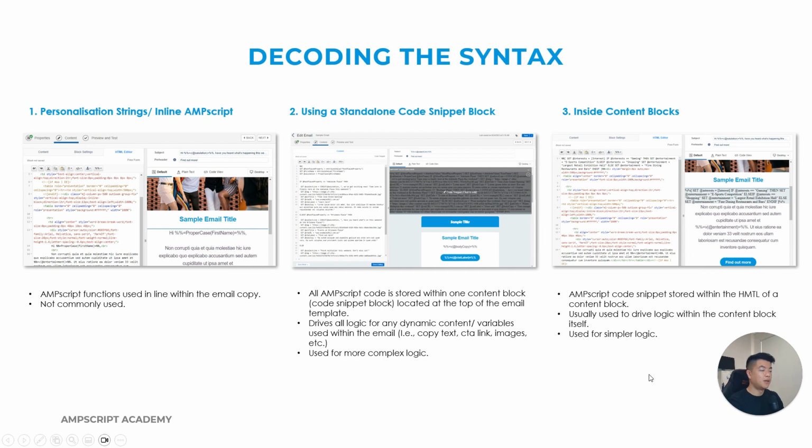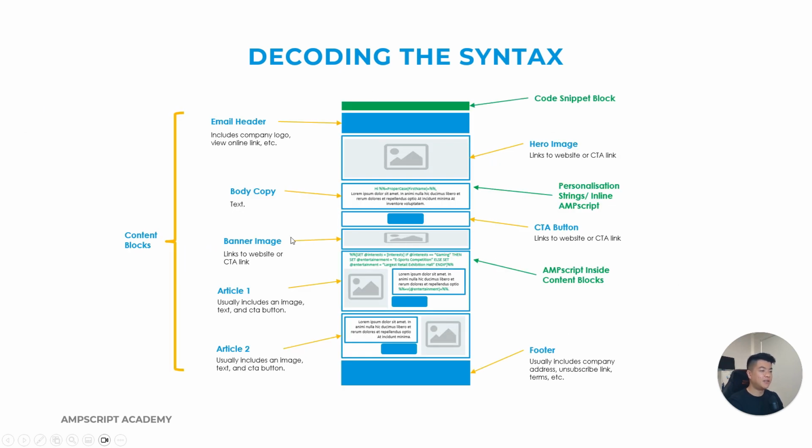Cool. So now looking at it in another view, just to help you if you're learning: code snippet block at the top, this is where you store all your logic. Personalization string or inline AMPscript directly in the copy, and your AMPscript inside content blocks alone is here as well. So there are all the different examples when you decode the syntax. When you look at an email template that already has AMPscript in it, now you can identify and recognize, okay, this guy is building it like this. We have some inline AMPscript here. We have a code snippet block here. So hopefully this helps you identify and recognize the different types of AMPscript methods in your use case.